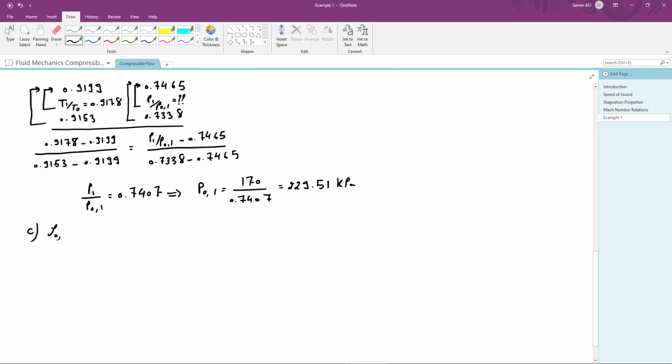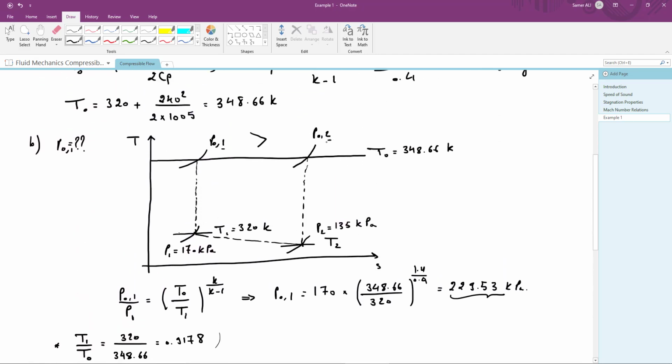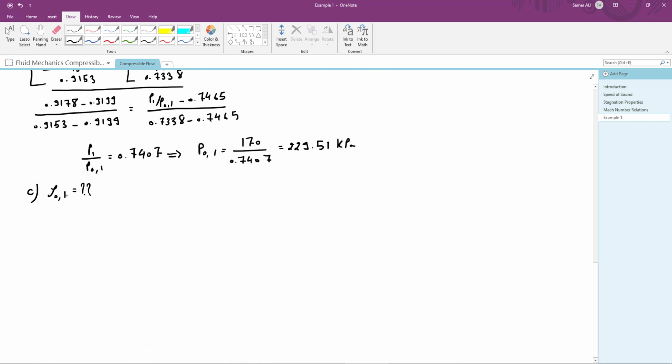And also this corresponds to ρ naught 1, because the stagnation density at state 1 will be different from the stagnation density at state 2. Okay, because simply the pressure will change. So the easiest way to find the stagnation density is to apply the ideal gas law. We can say P naught 1 is equal to ρ naught 1 R T naught. T naught, we will not write T naught 1 or T naught 2 simply because they are the same. The stagnation temperature will remain the same for an adiabatic flow.